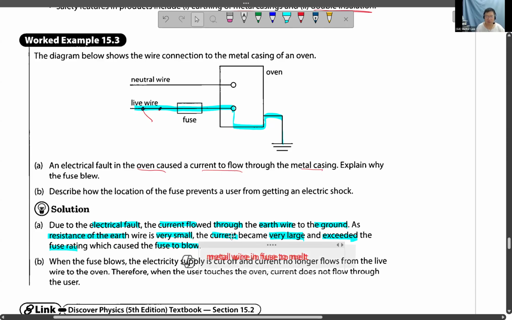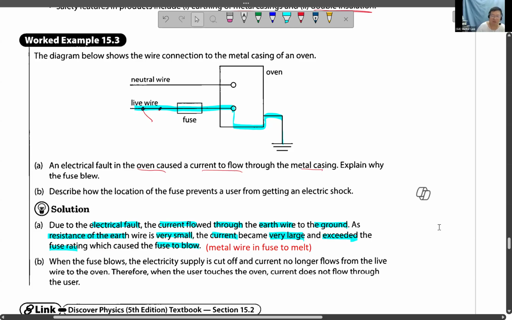That's why it blows. My school, I think, wants to do this, melting a fuse. If we don't say the metal wire in the fuse melts, then people wonder how you blow the fuse. What do you mean by the word blow? Blow simply means melt.